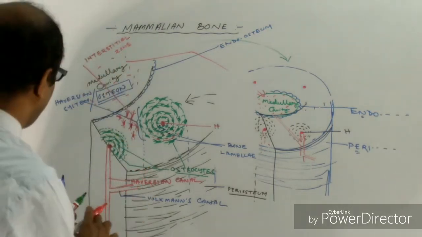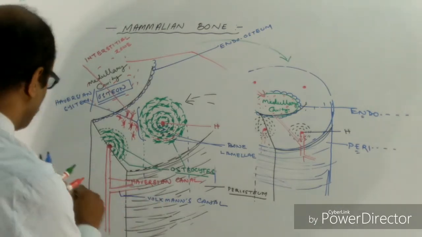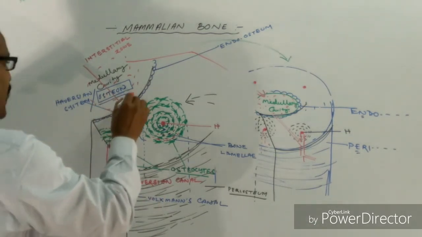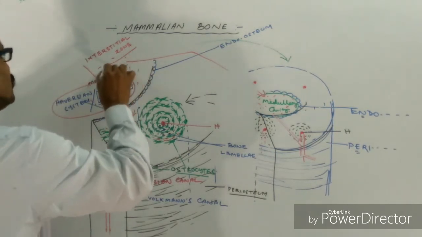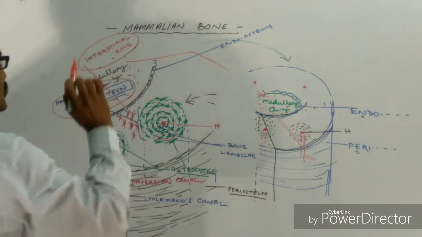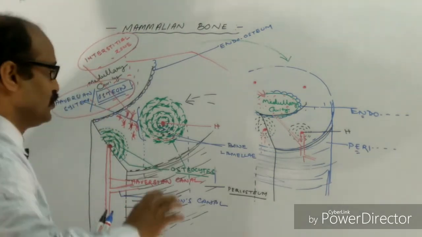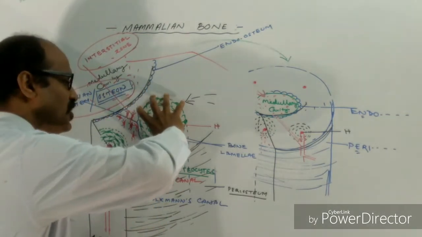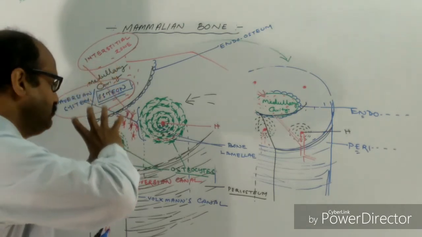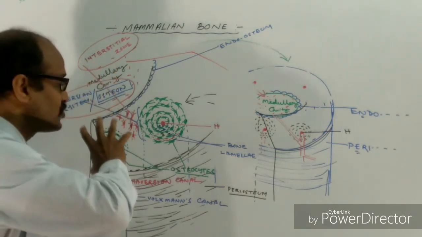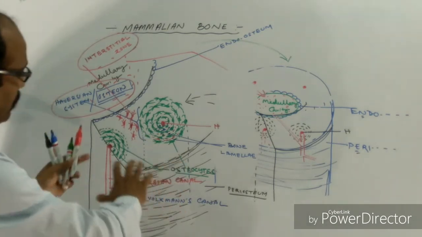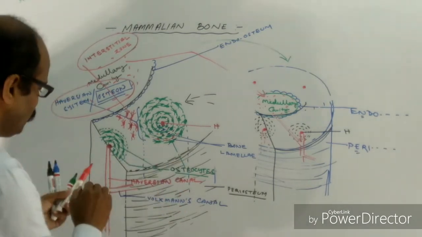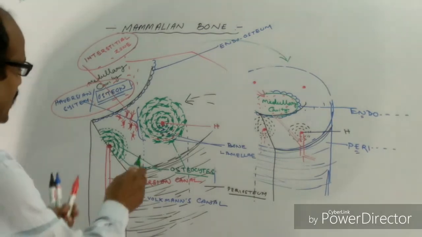So up to this we have two things. One is the osteon or the Haversian system in mammalian bone. Another is the interstitial zone. This is the zone between the complete osteon and the older osteon. And here we also find another zone.